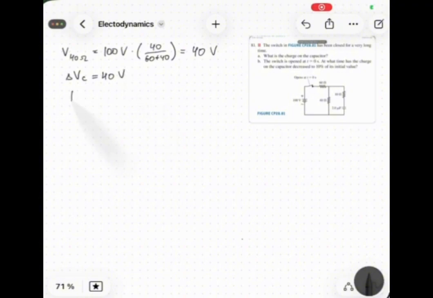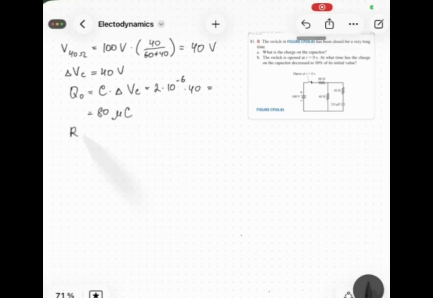Then I have to find the initial charge Q0. The formula is capacitance multiplied by V, which equals 2 microfarads multiplied by 40 volts, and that equals 80 microcoulombs. Let me write it immediately here. Then we have to find the discharge resistance, which equals 10 ohms plus 40 ohms, equals 50 ohms. Those are in a row.